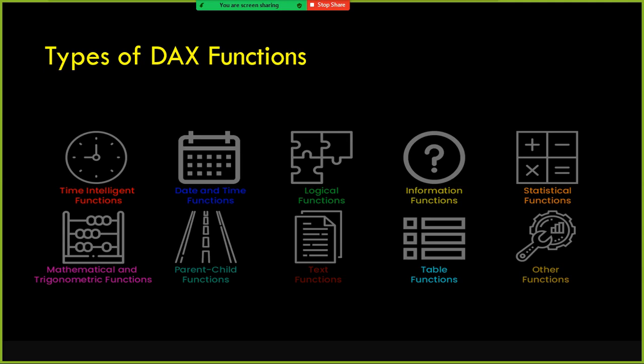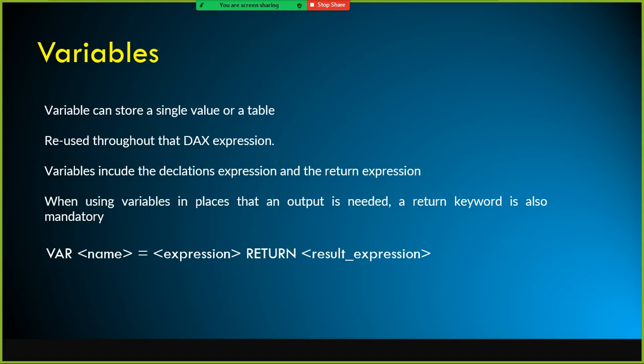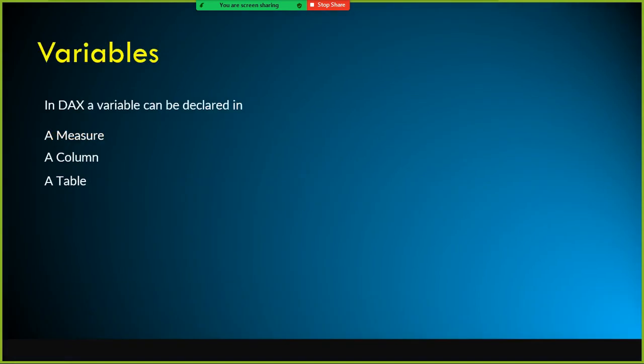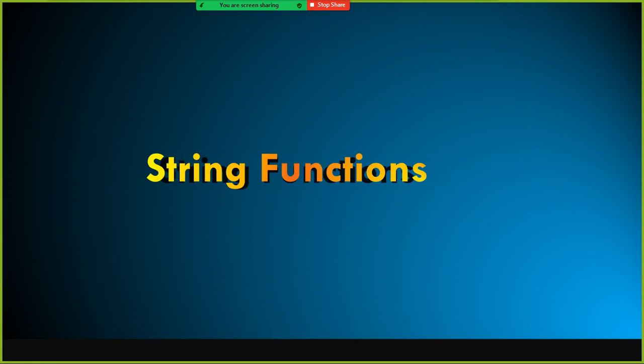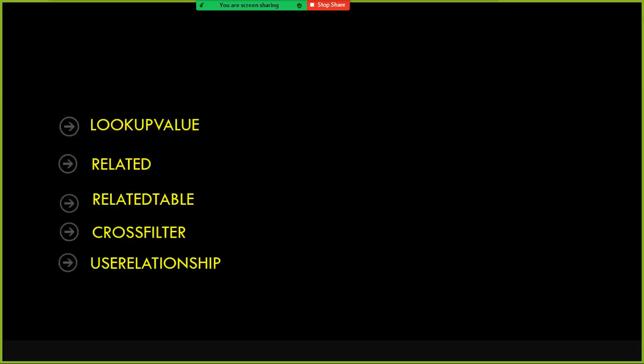So there are different types of DAX functions: time intelligence functions, date and time functions, logical functions, and information functions, likewise various, overall 10 different categories. You can find them in the DAX functions list. And variables, we'll discuss later. Variables are also important. You should know how to use variables.